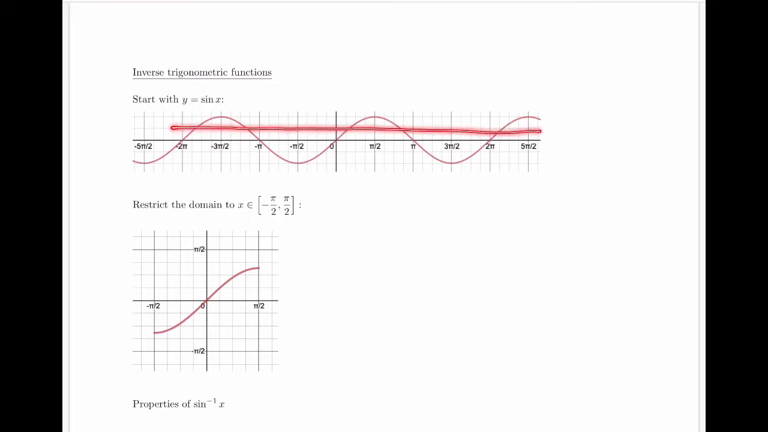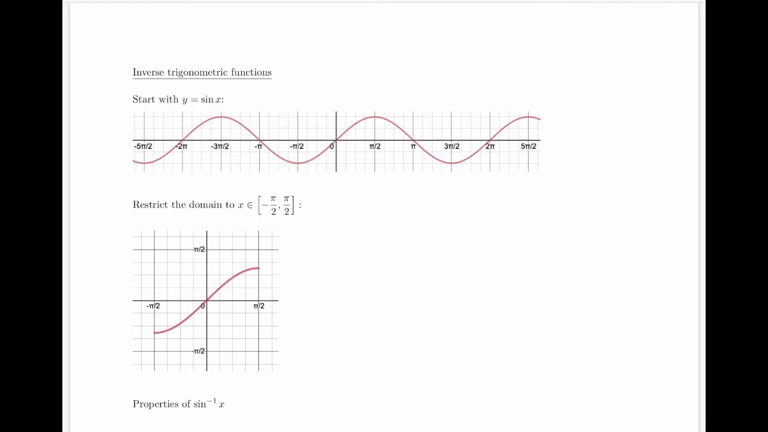which means that if I draw a horizontal line, it can only cross the graph at most once. Clearly, that's not the case here because every horizontal line will cross the graph multiple times, and in fact, if we continue, it's clear that it will cross it infinitely many times. So as is, the sine function has no inverse. One way to solve this problem is to restrict the domain.